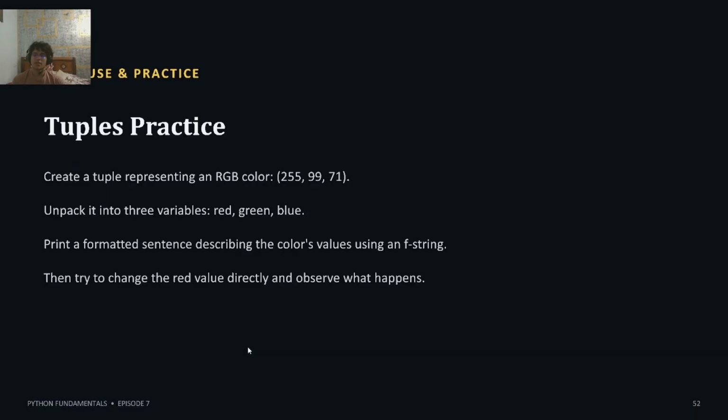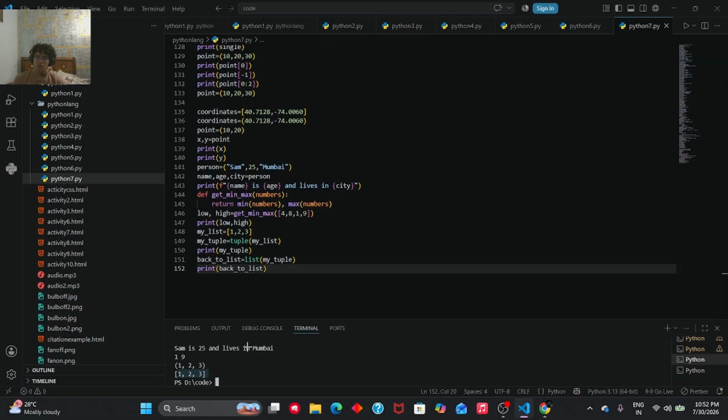Next one is practice round 4. Pause the video and try this. Then after that you can resume the video. Create a tuple representing an RGB color 255, 99, and 71. Unpack it into three variables red, green, blue. Print a formatted sentence describing the color's values using an f-string. Then try to change the red value directly and observe what happens. Let's try this out on VS Code.